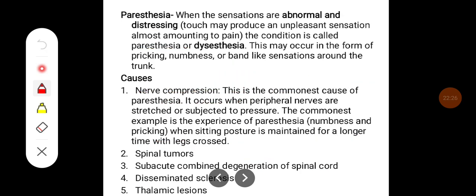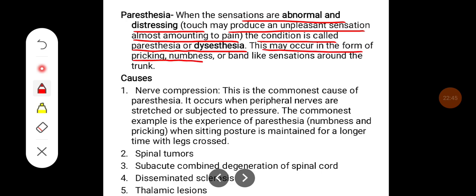Paresthesia is a condition when sensations are abnormal and distressing. That is, touch may produce an unpleasant sensation almost amounting to pain. So this condition is called paresthesia or dysesthesia. This may occur in the form of pricking, numbness, or a band-like sensation around the trunk.